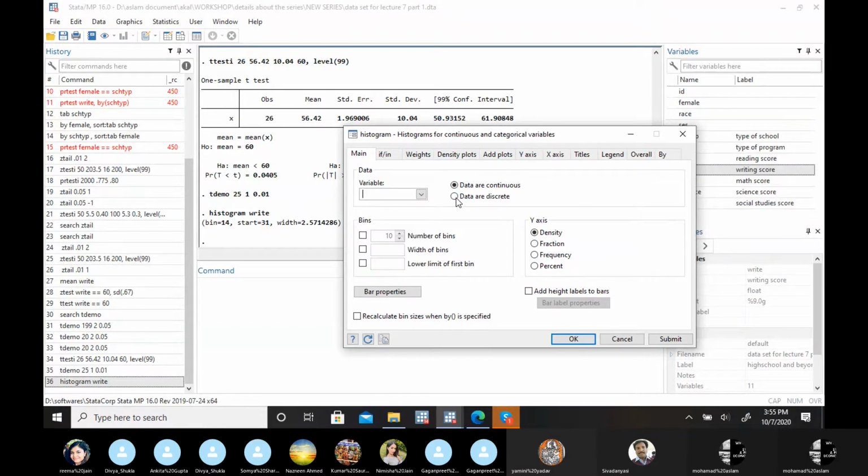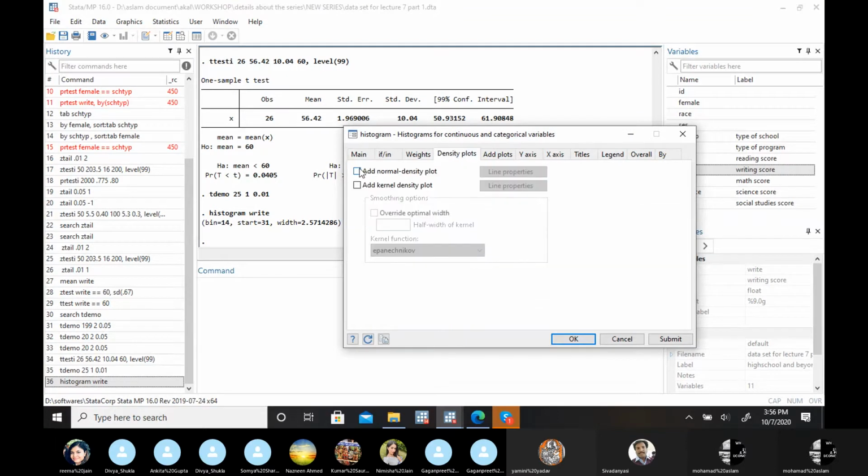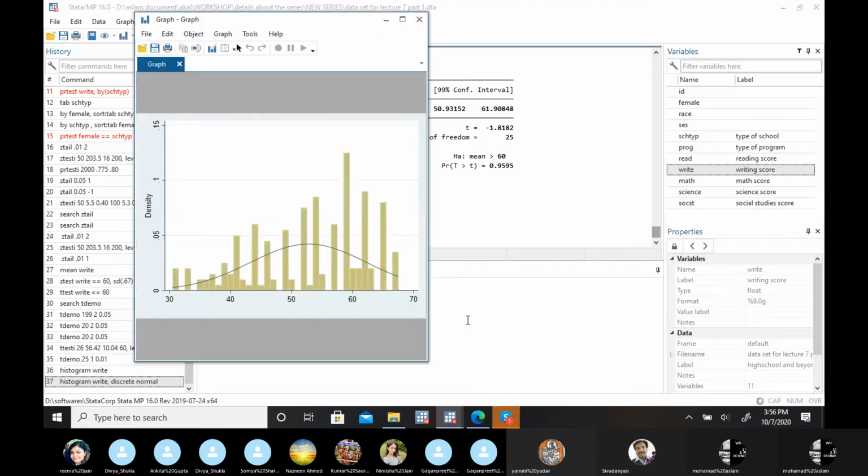This is discrete data because the scores are not continuous. For the right variable, I need this normal density plot. So let's see the density plot. The density plot is hinting at a nearly normal distribution.